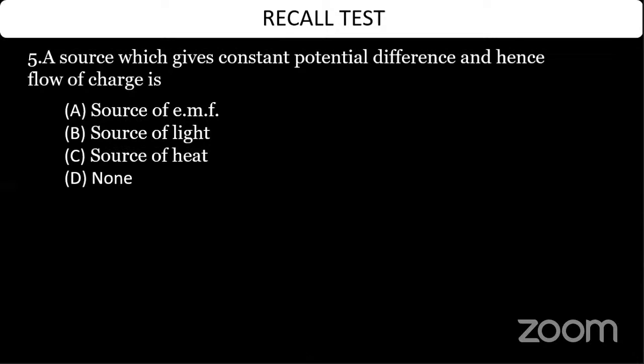Yes. Cool. Very good, guys. Come on. Awesome. So, the answer is option A. Yes, the source of EMF.